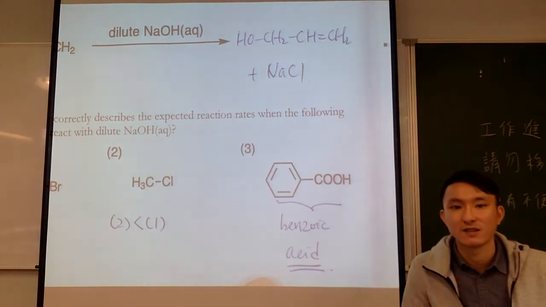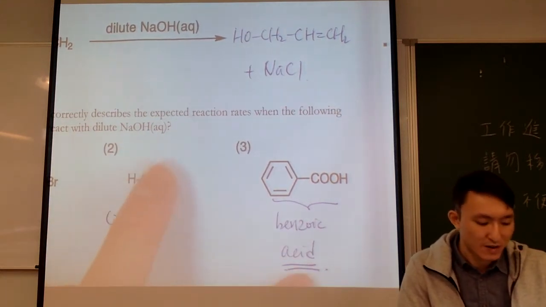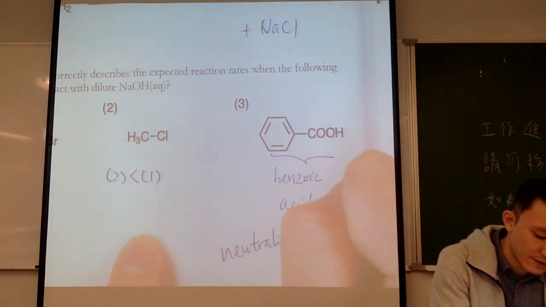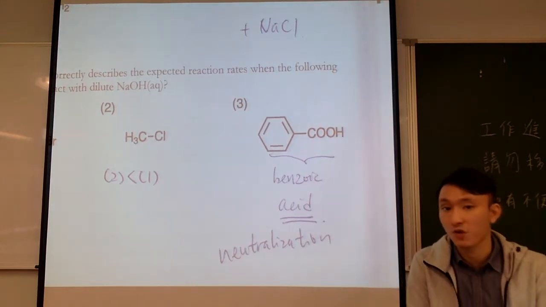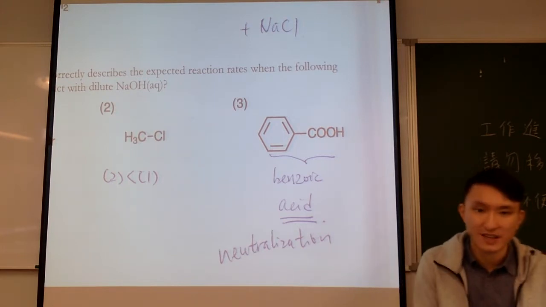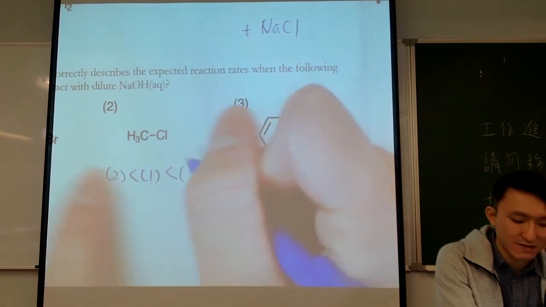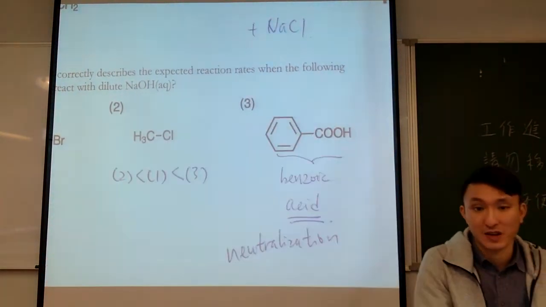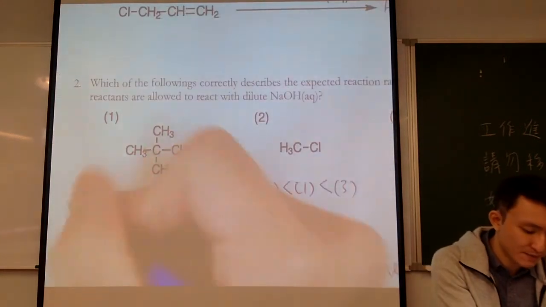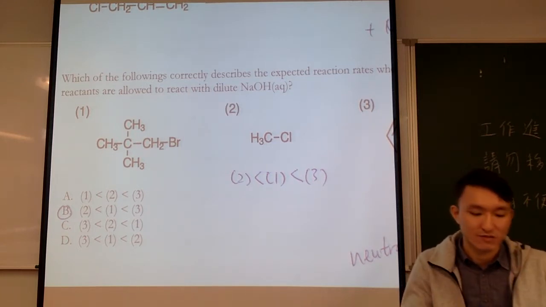And what is so important is that benzoic acid is an acid, and sodium hydroxide is a base. So what happens when you put acid and base together? They will undergo neutralization, right? Neutralization. And neutralization, is it a fast reaction or a slow reaction? Of course, it is a very fast reaction, okay? Therefore, actually, benzoic acid reacts the fastest, okay? No matter what halogen you have, neutralization must be faster than the two reactions. So the answer would be 2, 1, 3. The answer should be B, okay? So it's quite a tricky question, but should be within your knowledge right now, okay?